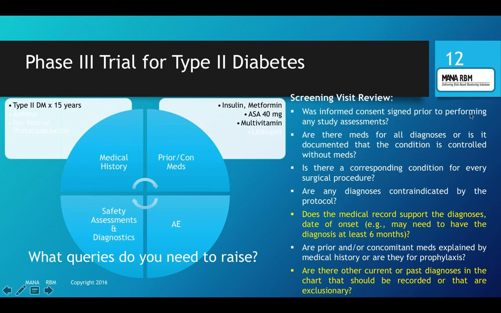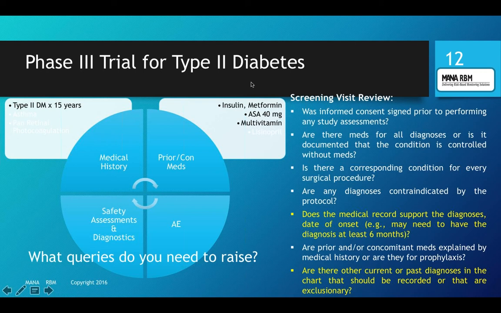So was the informed consent signed prior to performing any assessments? That's why we like to do remote informed consent review. Are there meds for all the diagnoses, or is it documented that the condition is controlled without meds? So let's start there. And is there a corresponding condition for every either surgical procedure or ConMeds? And are there any diagnoses contraindicated for the protocol? So if we look at this and we have a subject, this is a phase 3 study for type 2 diabetes.